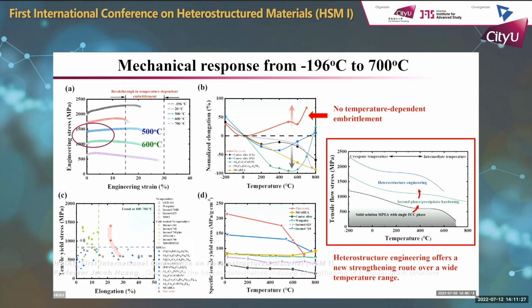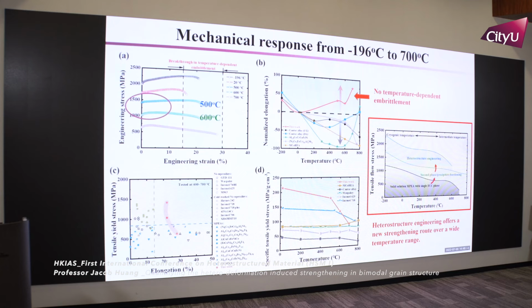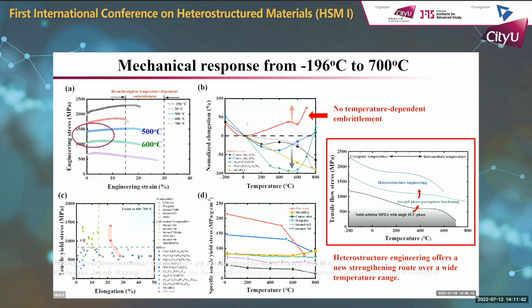Compared to other FCC multi-principal element alloys, our alloy with heterograin structure did not show any temperature dependent embrittlement like the other alloys. In our alloy, no signs of temperature dependent embrittlement, which is important in applications. So the overall mechanical property from cryogenic to elevated temperatures are clearly more competitive to other commercial alloys.